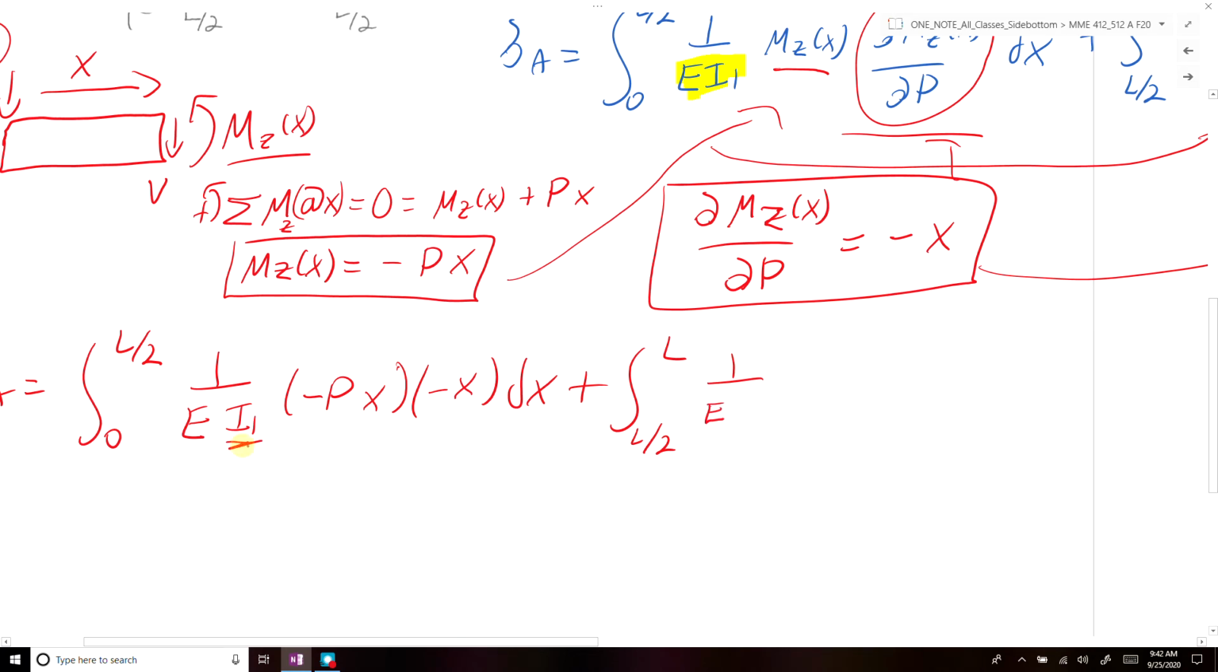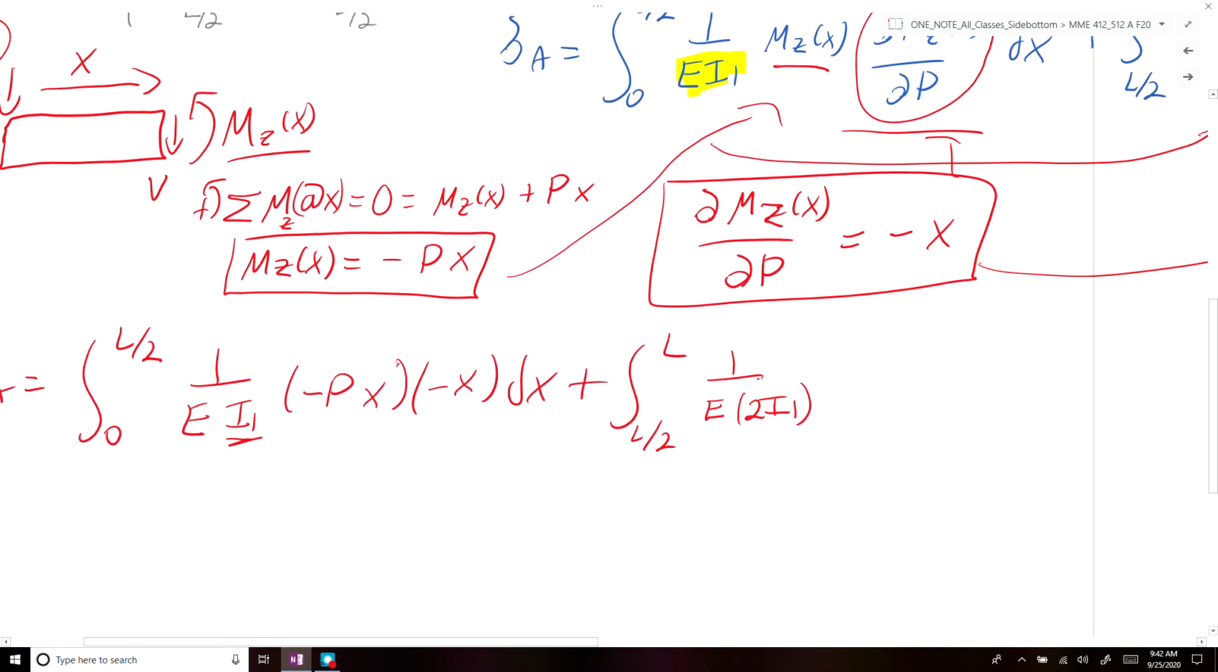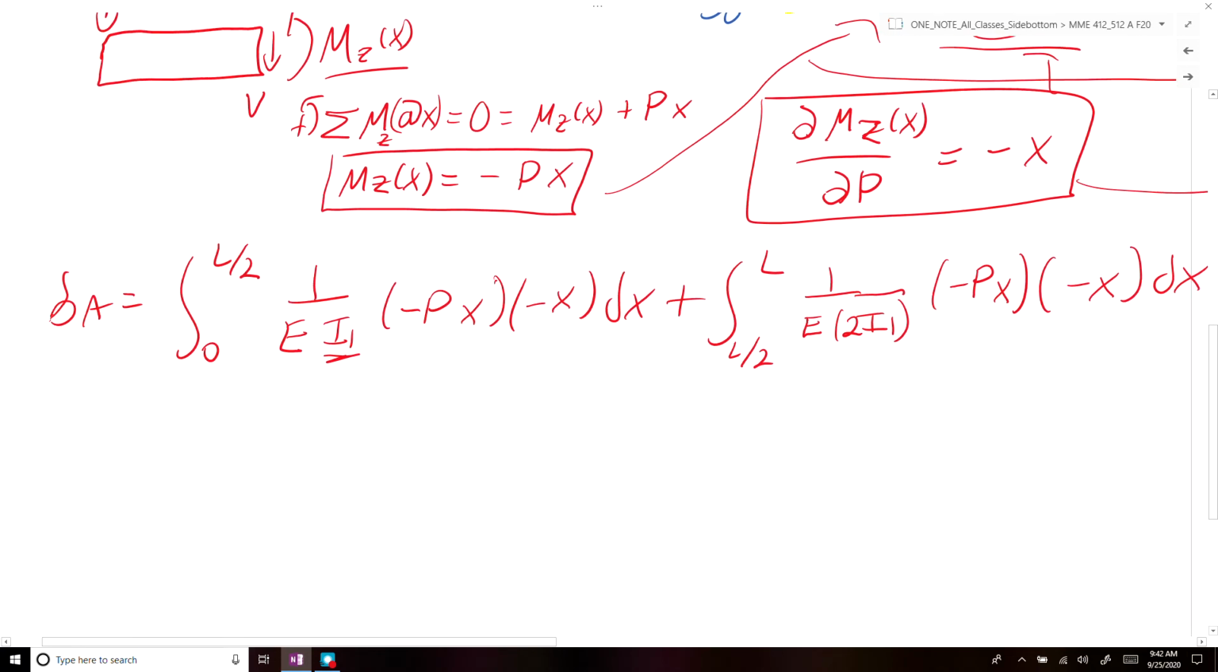I'm going to plug in for I2, which is going to be equal to 2I1, which was given to us here. Okay, and then it'll be multiplied. We'll have our Mz of x term, minus Px, and we'll get our derivative with respect to P, which would be negative x dx. Okay, so we can just evaluate these two integrals.